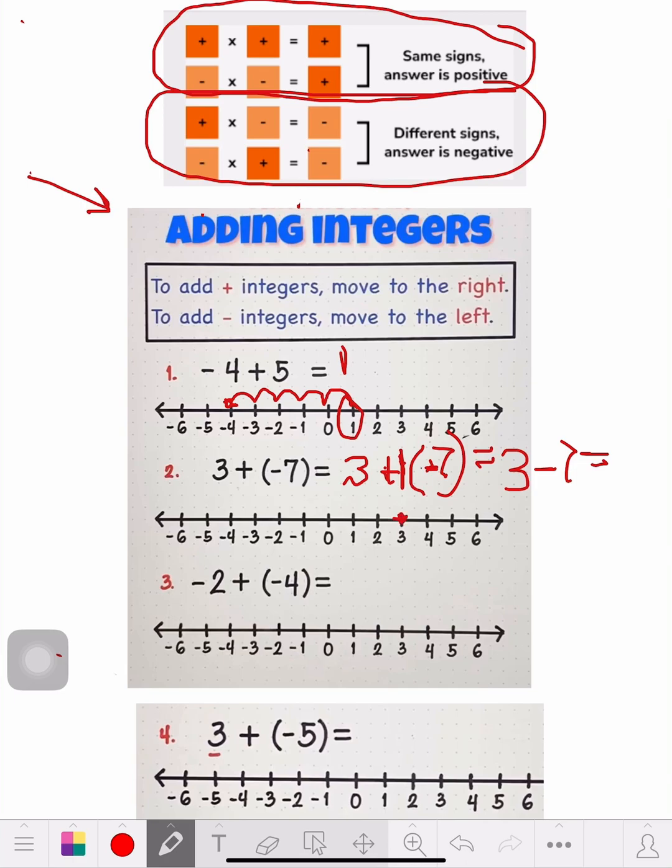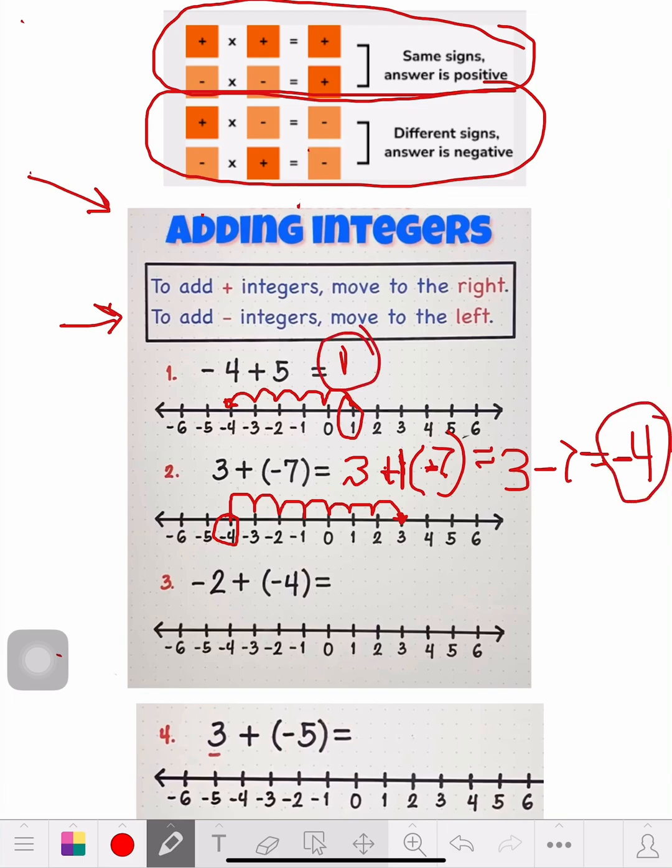Now we're going negative. Right up here it says to add negative integers, move to the left. So we go 1, 2, 3, 4, 5, 6, 7. It's a -4 is the answer. -4, and that's the answer.